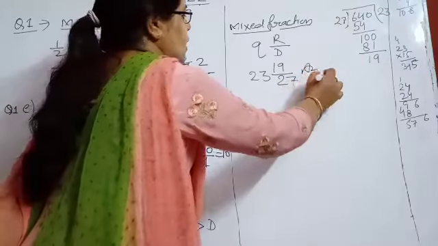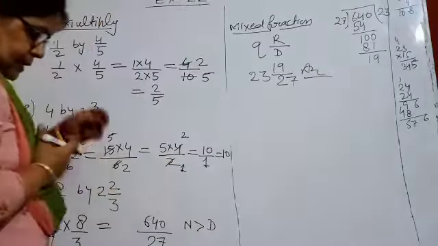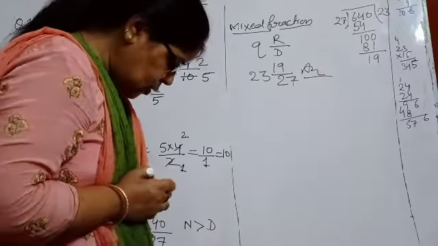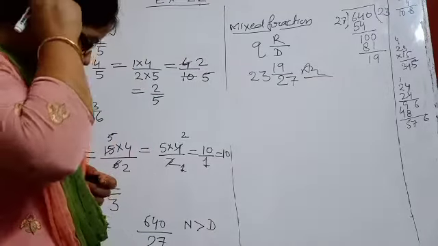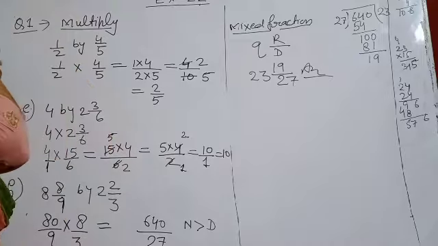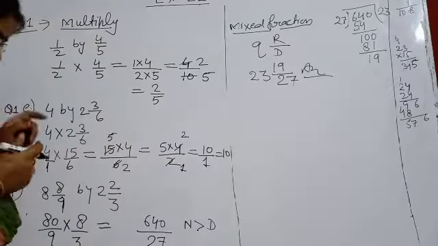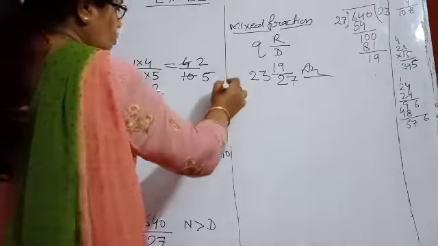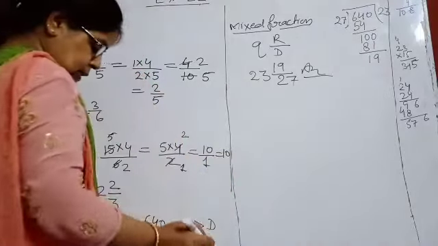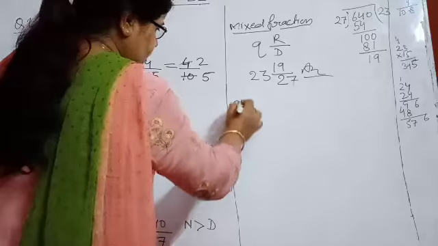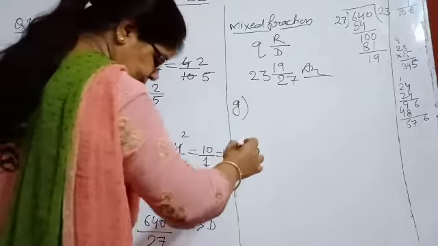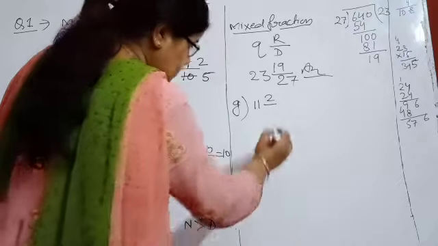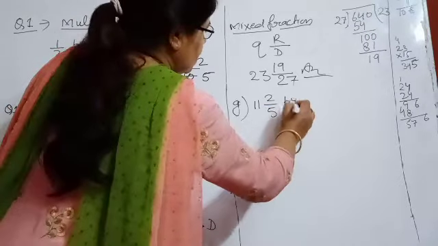So in this way I taught you maximum all types of questions. So the rest of the part of this question, which part have we done? The first one, and one G part also I am doing, so that you will not have any doubt in these kinds of problems. See now, G part: 11 2 upon 5 by 2.